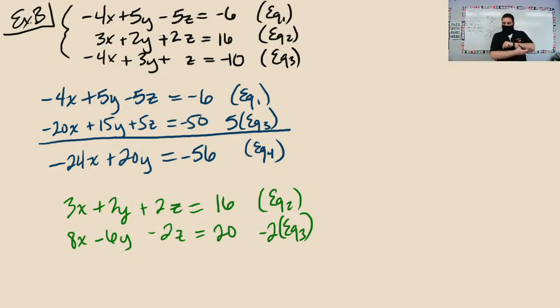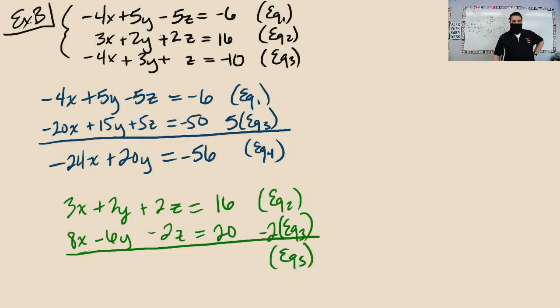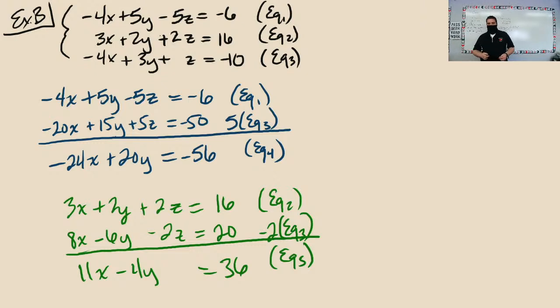Yes. Okay, I'm just double checking as I go. All right, so now we're going to combine these two, and that will give us equation 5. Okay, 8x plus 3x is 11x, negative 6y plus 2y is negative 4y. The z's go away, and we get 36. Okay, so now I have equations 4 and 5. That can be solved for, or used to eliminate another set of variables.